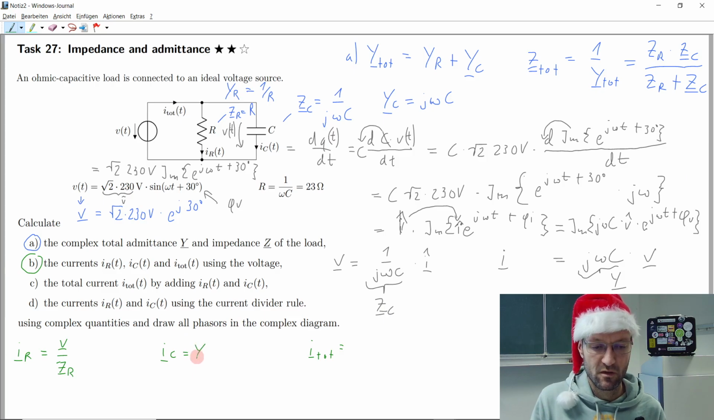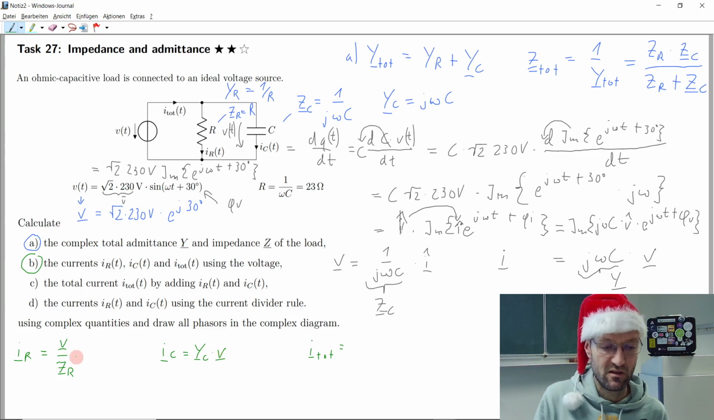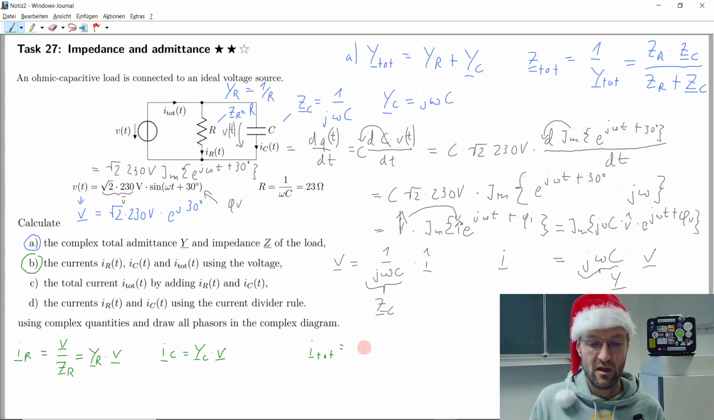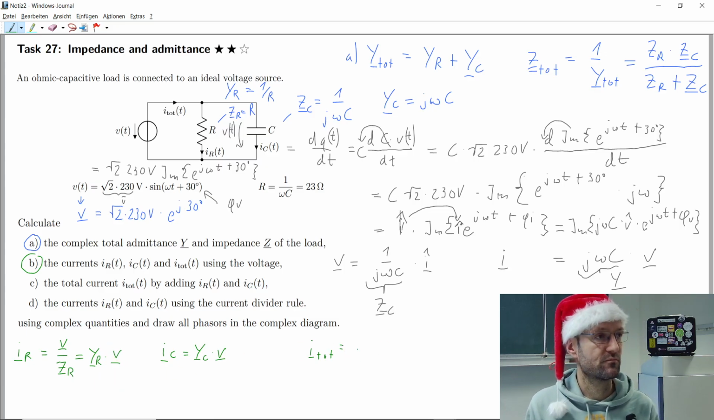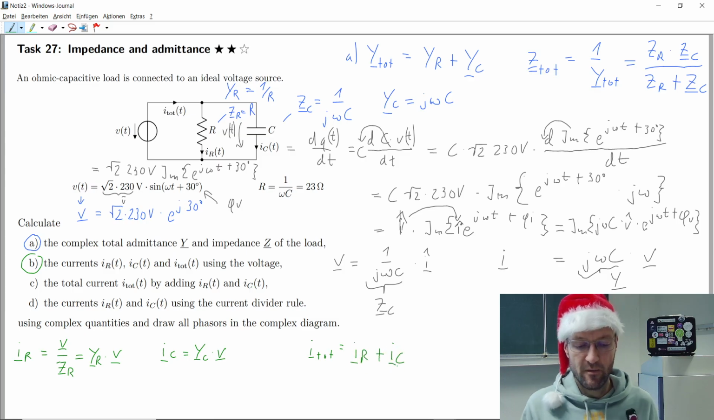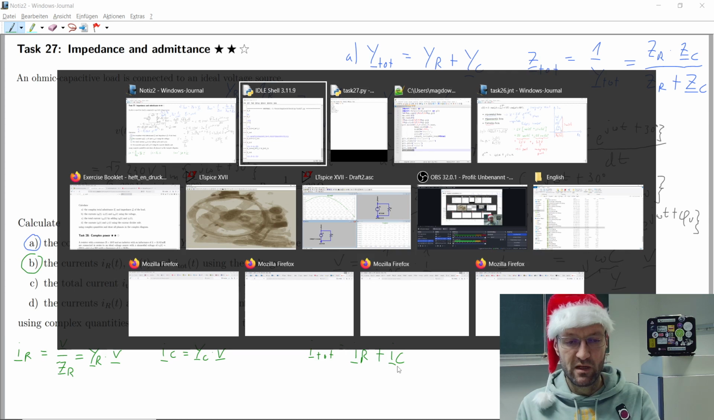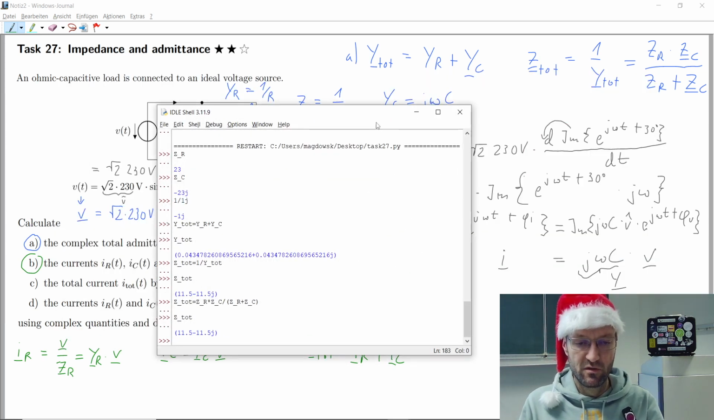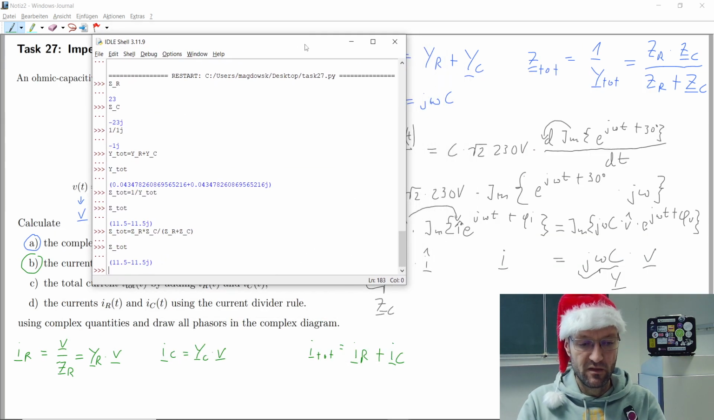So it's YC times the voltage, and here I could also say it's the admittance of the resistor times our voltage phasor, and then the total current, it's just the sum of the two, because this would be the nodal equation. So IR plus IC.